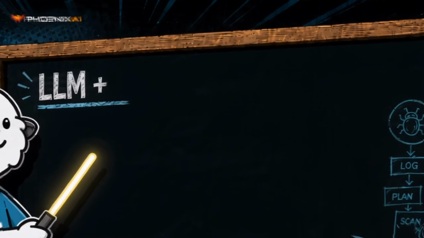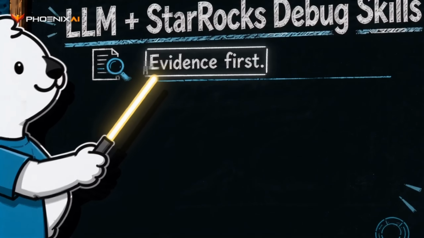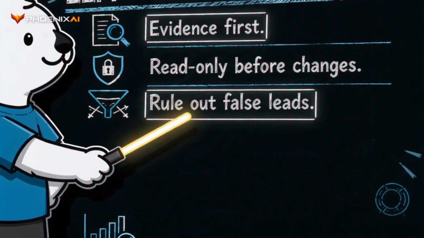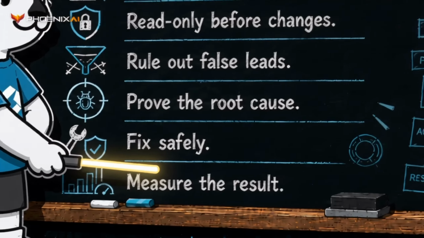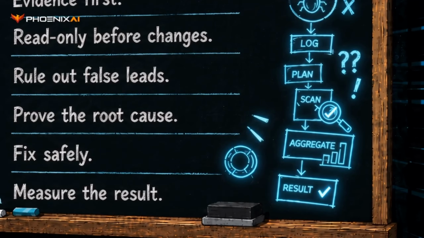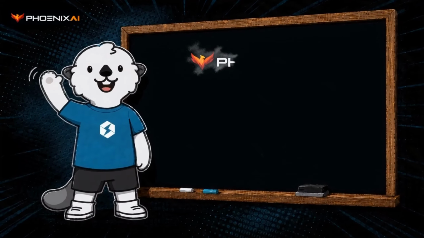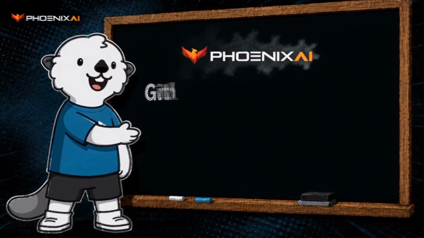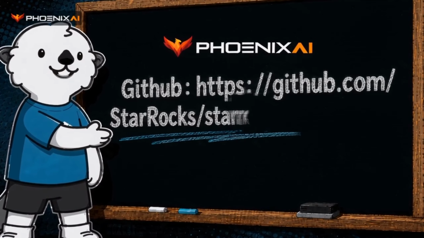That's it for today's tutorial. I hope this gives you a clear picture of how to use StarRocks Debug Skills as your AI DBA assistant. Install the skills in your LLM environment and try this workflow the next time you're troubleshooting a real cluster issue. And if you find a gap or improve a debugging workflow, contributions are welcome. Help us make the skills even more powerful for the StarRocks community.